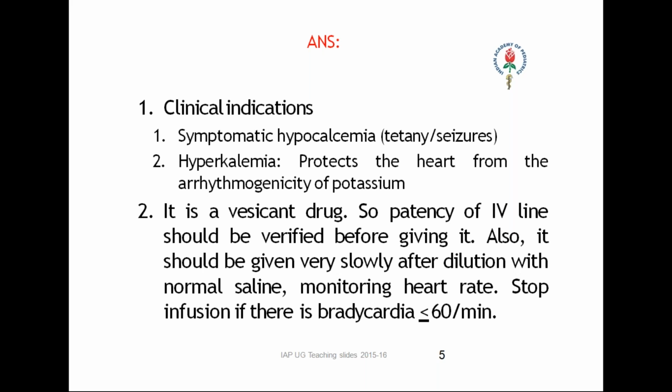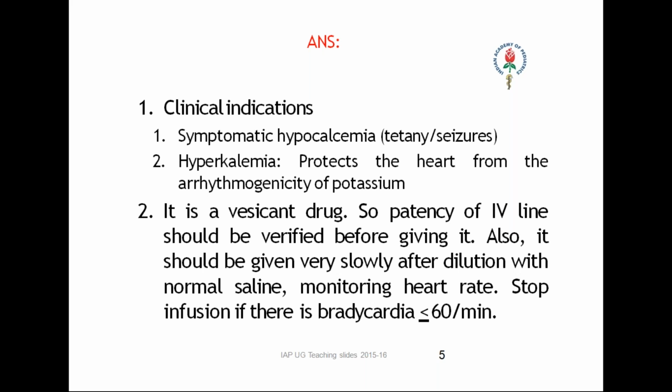And what is the other indication you give your calcium apart from symptomatic hypocalcemia? It is hyperkalemia. What happens with this hyperkalemia? I already told you, for hyperkalemia, the only treatment we have to send your potassium from the extracellular to the intravascular compartment, so as to decrease your potassium levels. There is no role of calcium in that. Only calcium helps to protect the heart from arrhythmogenicity of potassium. See, that is like a stabilization of your cell membrane. That's why we are giving calcium in hyperkalemia. It does not decrease your potassium levels.